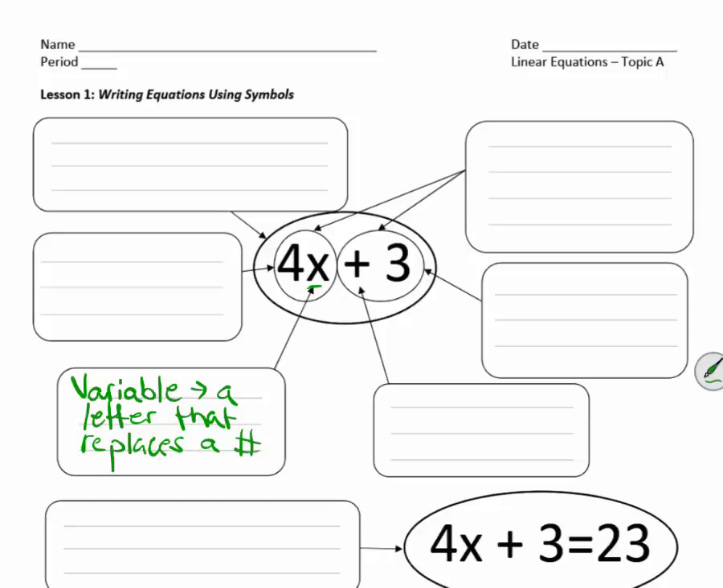Now, we're no longer going to be using x to show multiplication. All right, we're not going to do that. Now, this number 4 that's in front of it, this is called a coefficient. I'm going to circle that in the blue. And a coefficient is a number multiplied by the variable.